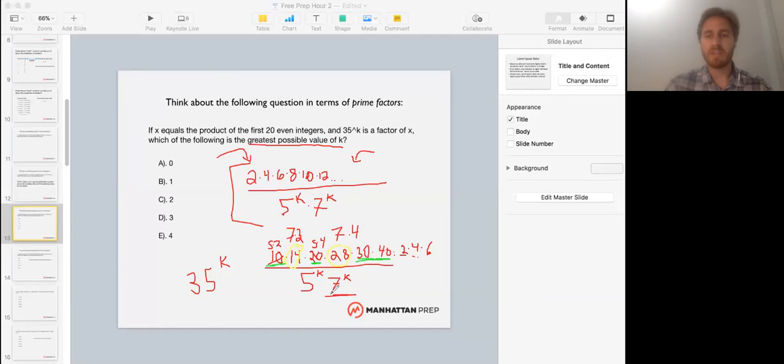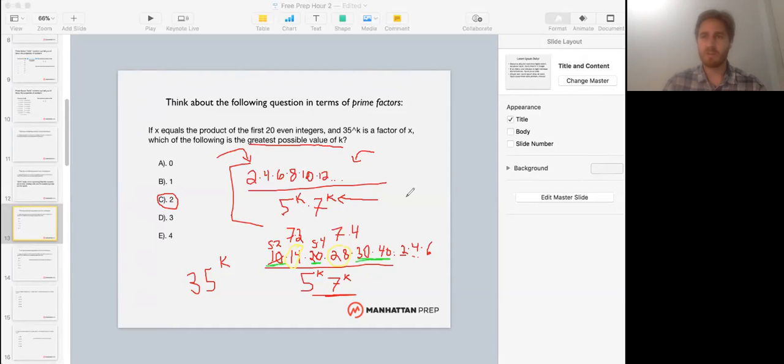Well, then how many 7s can I cancel out in that whole string of multiplication of even numbers? How many 7s go away, or could go away? 2. That's all I got. I only got 2 7s in the prime factorization up top. So the biggest k that I can give you is 2. Can't get any bigger than that because it's not going to go away anymore. There's no 7s up top for the 7s below to team up with and cancel out.